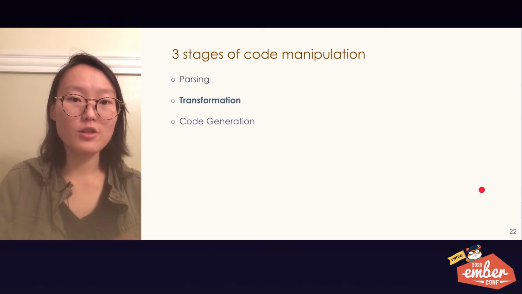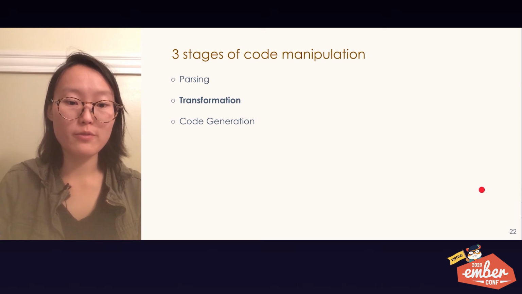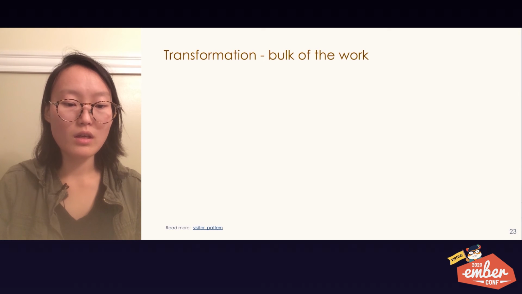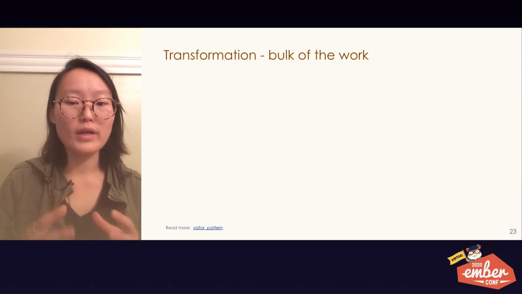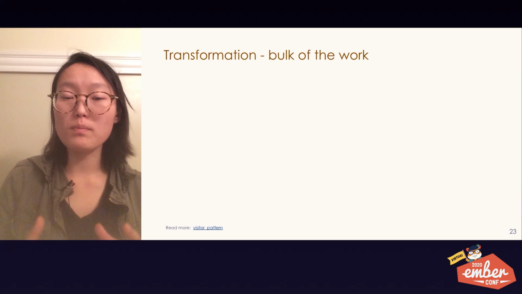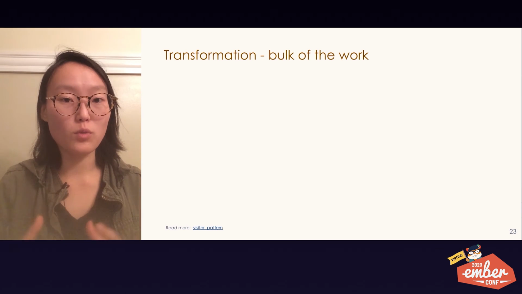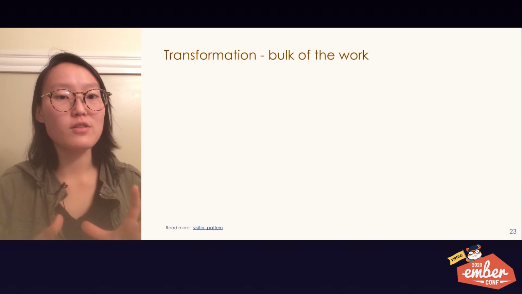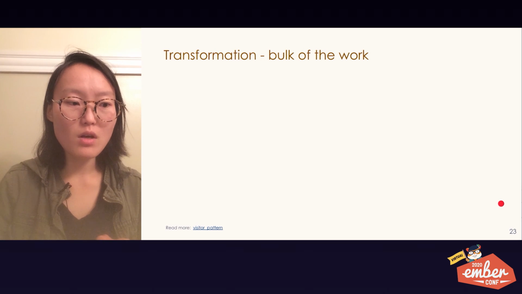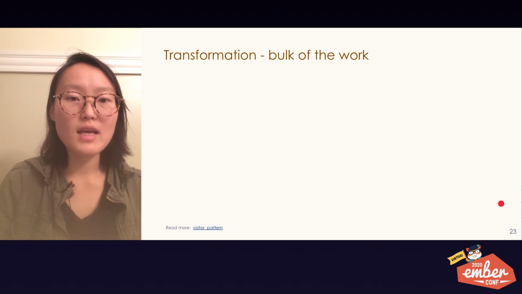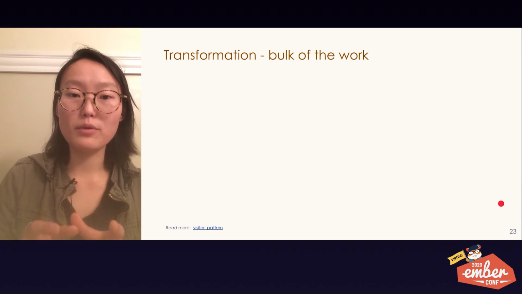The second stage of the code manipulation is the transformation step. If you ever want to write your own codemod, or your own linter, this will be the bulk of the work, since the parsing step is already done for you. What the transformation step does is help you actually manipulate the code.